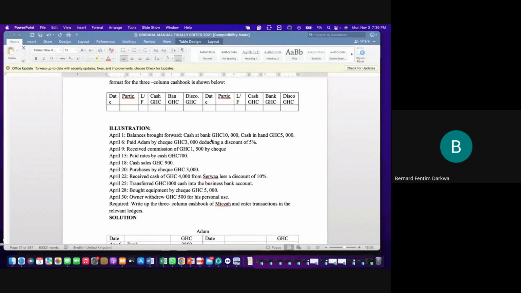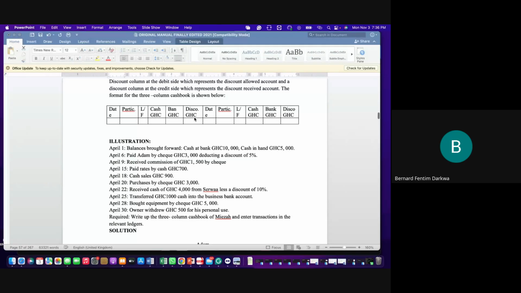Sometimes they will not indicate discount allowed. It's only discount, but you should know that the discount here is on the receiving side, and therefore that is discount allowed. Because when somebody is coming to pay you money, that's where you allow the person a discount. And that is that.